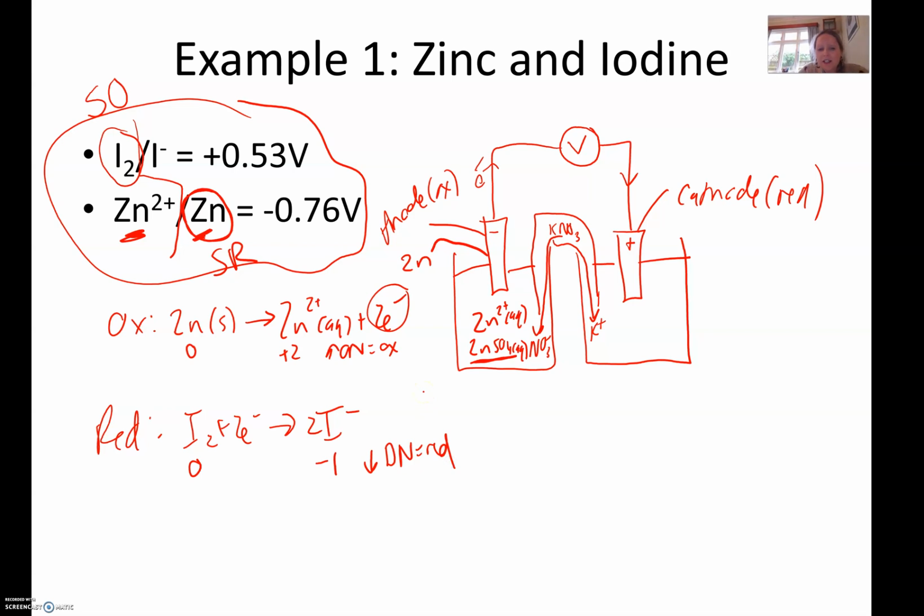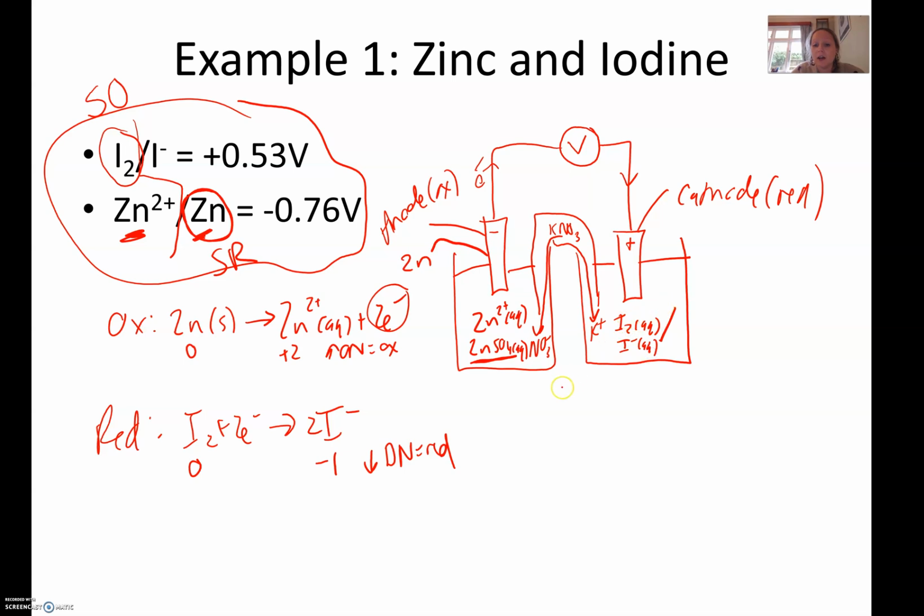Okay, so this time I2 and I minus, neither of them are metals, and therefore they cannot be the electrode. So they're just both going to be in solution. So we'll have I2 aqueous, okay, but we'll have an equal amount of I minus. And so I minus aqueous will also be in here.